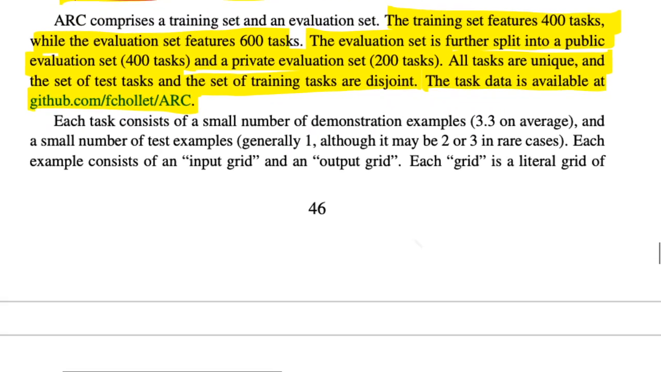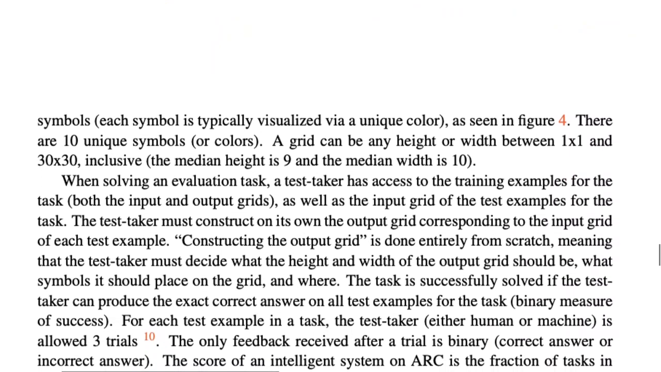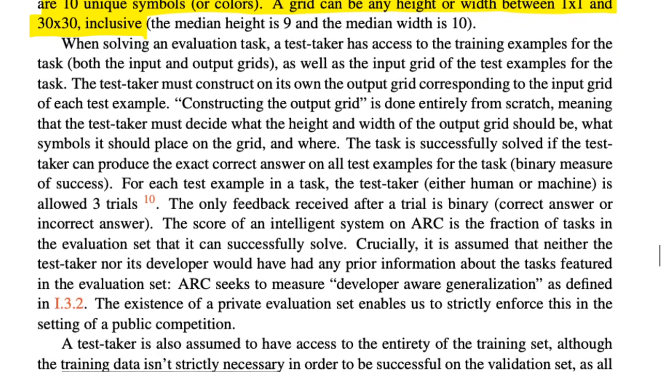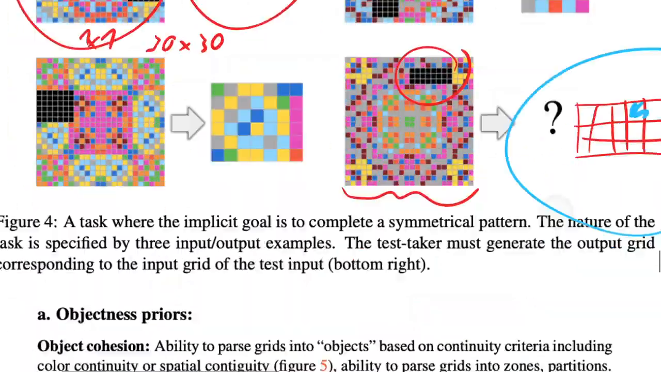Okay, so they say each task consists of a small number of demonstration examples, 3.3 on average, and a small number of test examples, generally 1, although it might be 2 or 3 in rare cases. Each example consists of an input grid and an output grid. Each grid is a literal grid of symbols. Each symbol is visualized by a color. There are 10 unique symbols. A grid can be any height or width between 1 by 1 and 30 by 30, so it doesn't even need to be square, right? And as I said, you need to provide your own output grid as an AI taking this test.